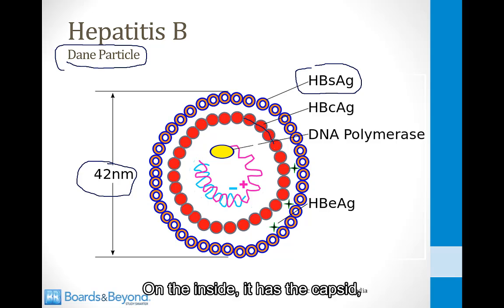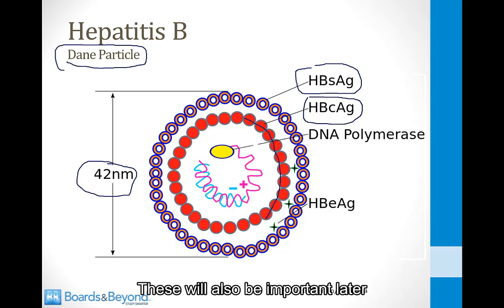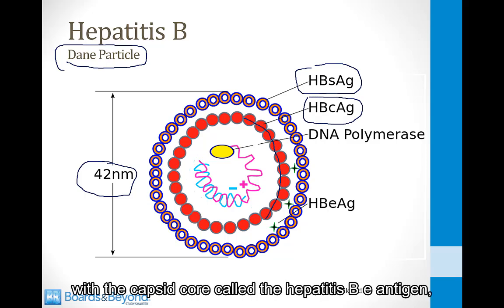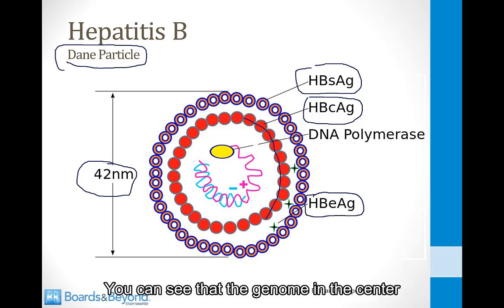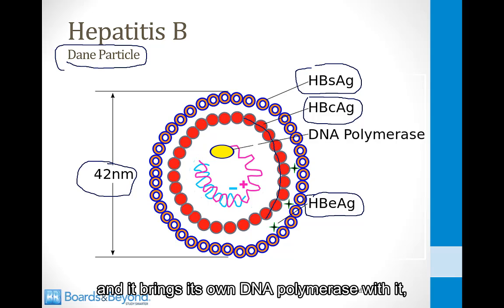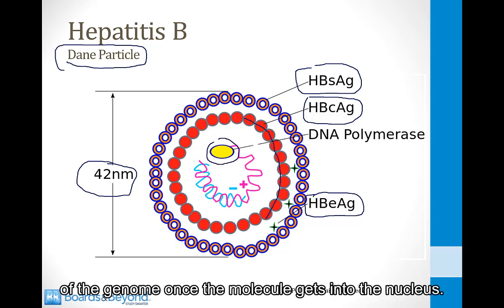On the inside, it has the capsid. Those are these red circles here. And the capsid contains proteins called hepatitis B core antigen, or HBC antigen. These will also be important later when we talk about diagnosis. There's another molecule associated with the capsid core called the hepatitis B E antigen, which is also important in diagnosis. You can see that the genome in the center is partially double-stranded and partially single-stranded, and it brings its own DNA polymerase with it, which will complete the double-stranding of the genome once the molecule gets into the nucleus.